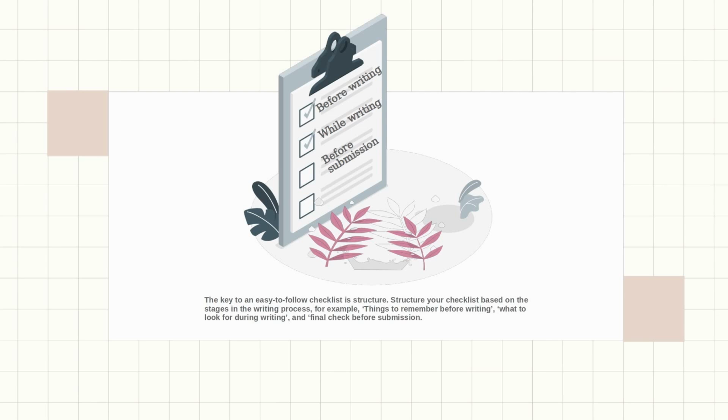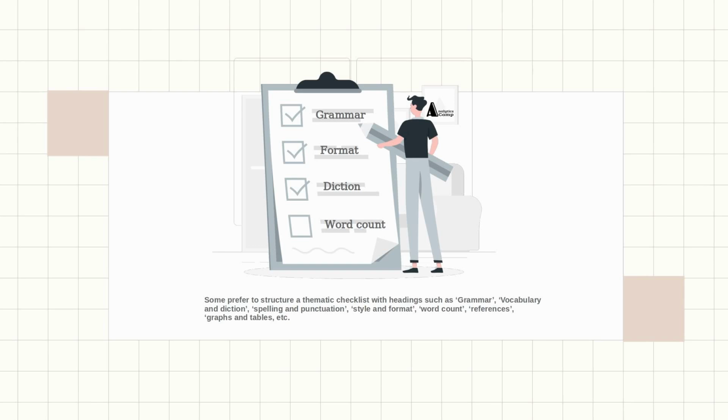Structure your checklist based on the stages in the writing process. For example, things to remember before writing, what to look for during writing, and final check before submission. Some prefer to structure a thematic checklist with headings such as grammar, vocabulary and diction, spelling and punctuation, style and format, word count, references, graphs and tables, and so on.